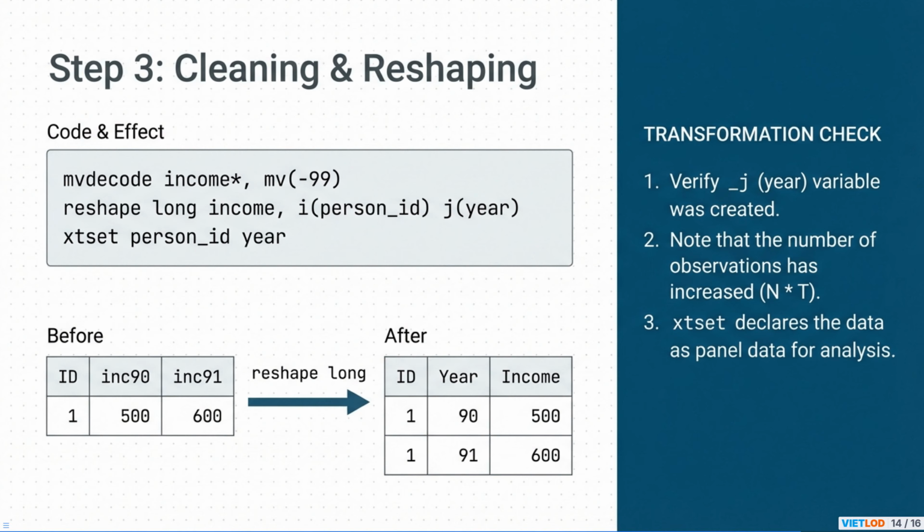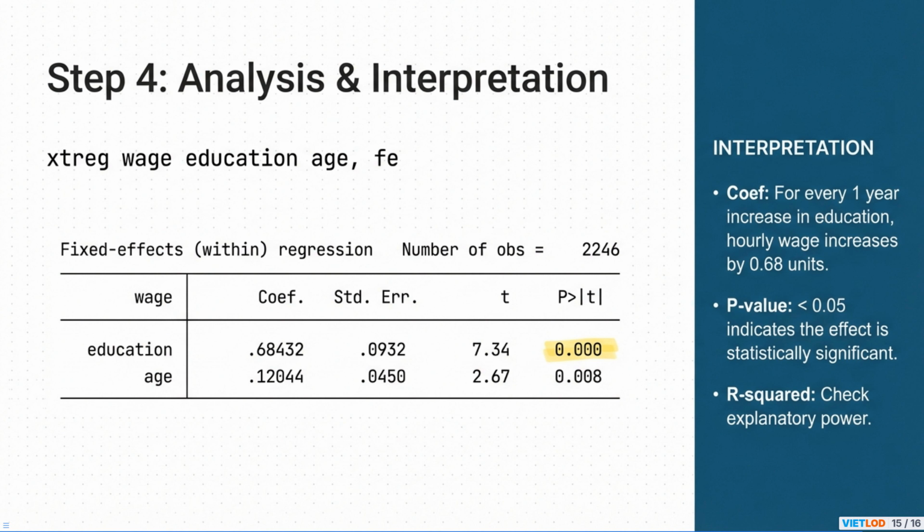First, we use mvdecode to handle any placeholder missing values, such as -99, converting them to Stata's system missing value. Next, we use reshape long to transform the data from wide format, e.g. inc90, inc91, to long format, creating a new year variable and a single income variable. Finally, we use xtset personID year. This command declares the dataset structure as panel data, telling Stata that personID is the individual identifier and year is the time variable. This is a prerequisite for running panel data models.